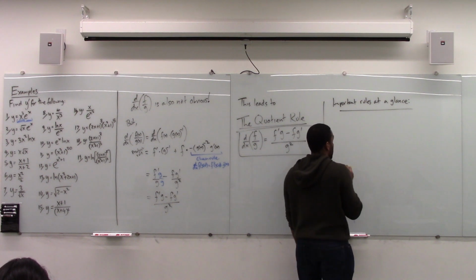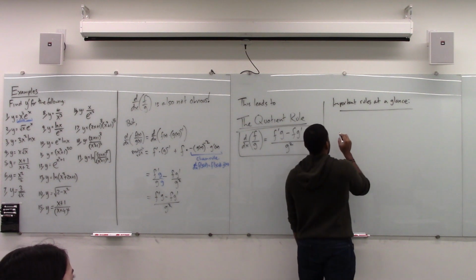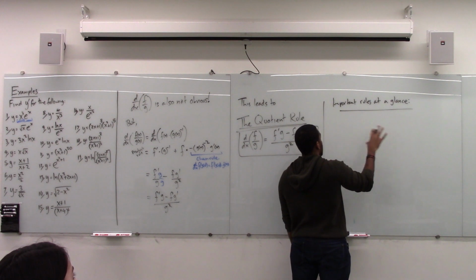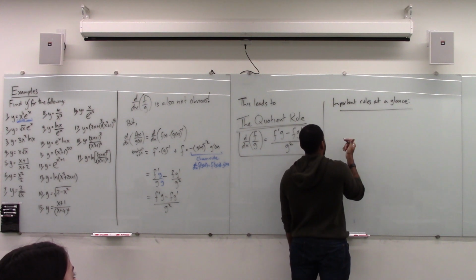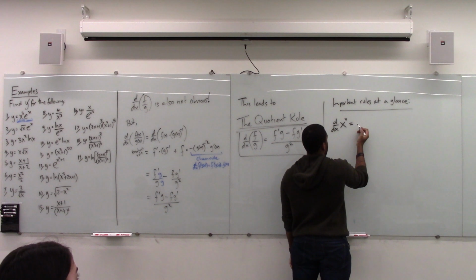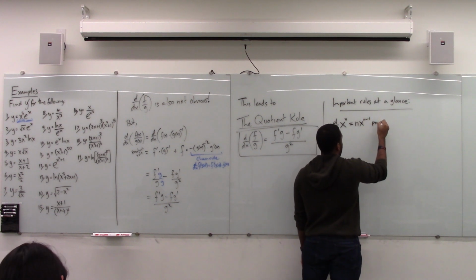What does the power rule say? Remember, all the rules are equations, so there's a left side and a right side. What is the left side? The derivative of x to the n is n times x to the n minus 1. So this was the power rule.